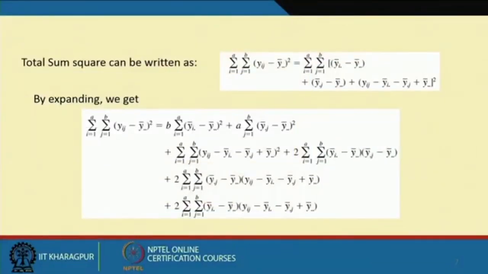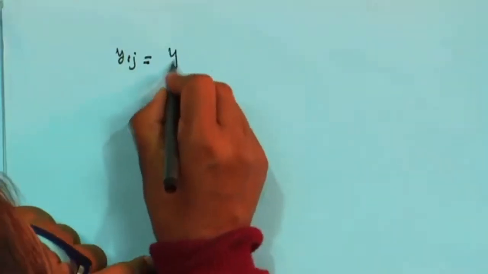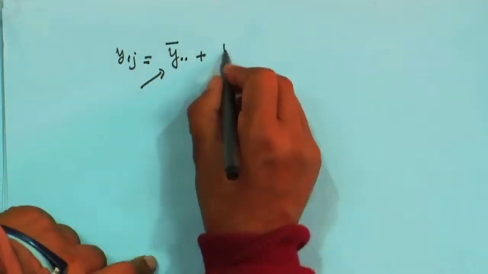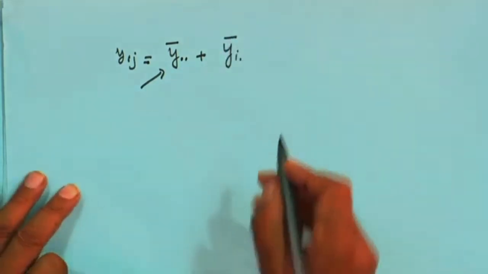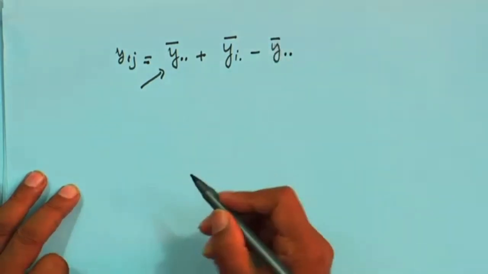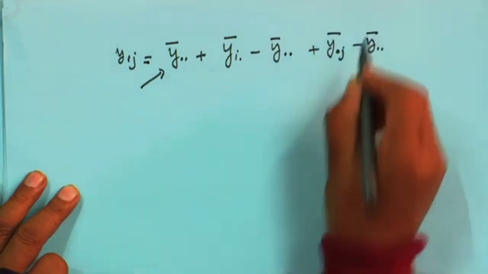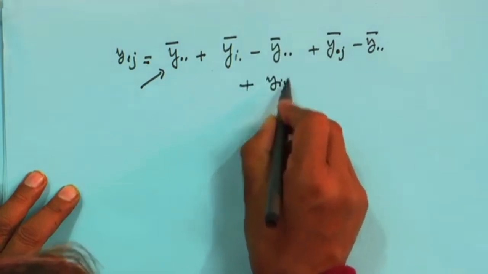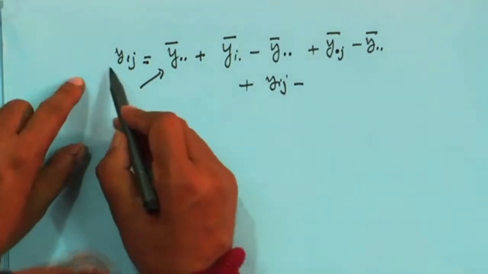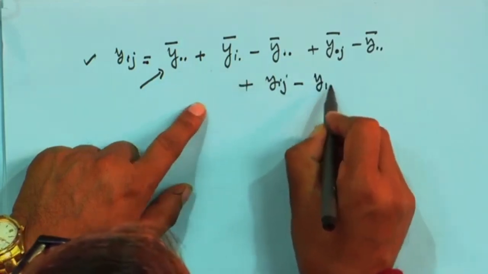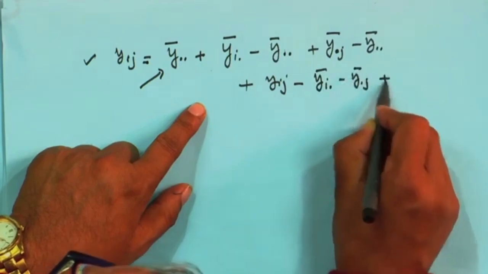Okay. Let us see, when you collect data, you have y i j equal to y double dot bar, which is the grand average, plus y i dot bar minus grand average, plus y dot j bar minus grand average, plus, in order to make left hand and right hand equal, see this and this will be cancelled out. So, that means y i j minus y i dot bar minus y dot j bar plus y double dot bar.